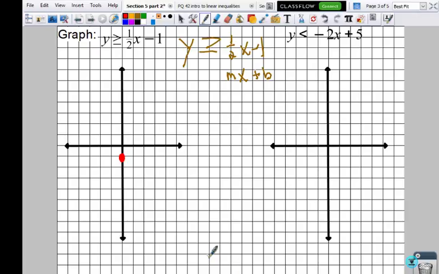Let's make sure, man. Alright, so I graph my b, and from there, I'm going to follow my slope, which is my m.